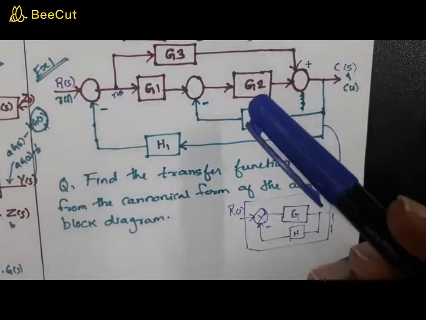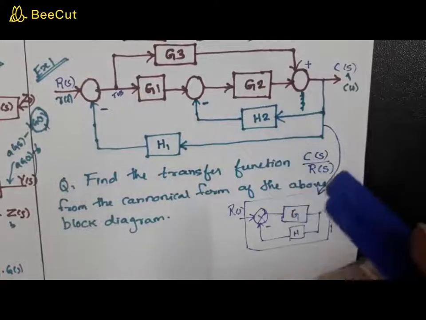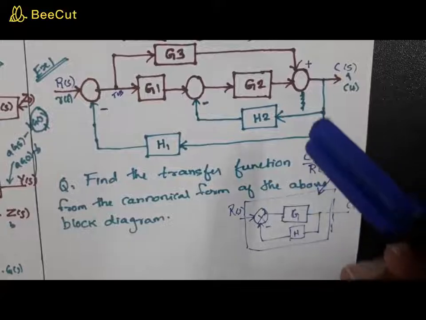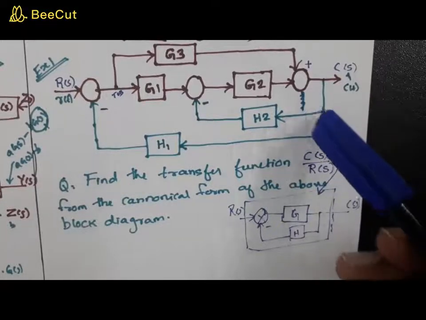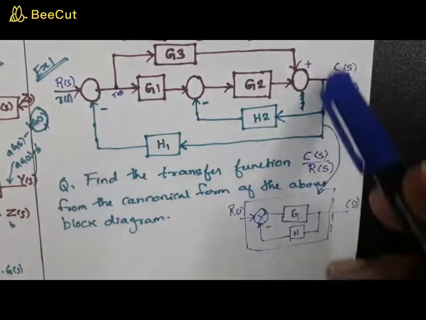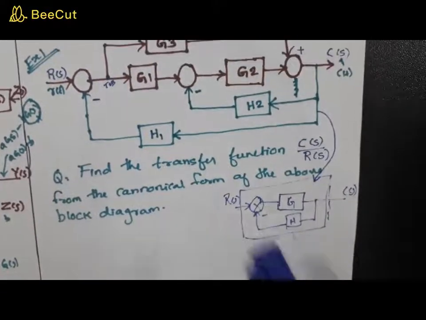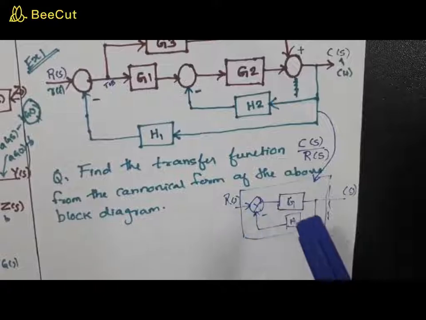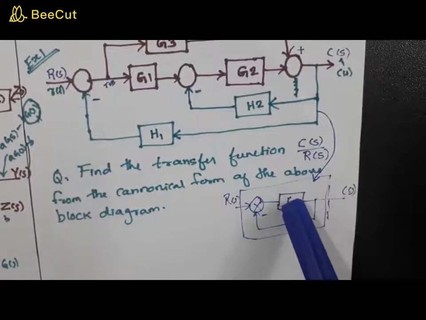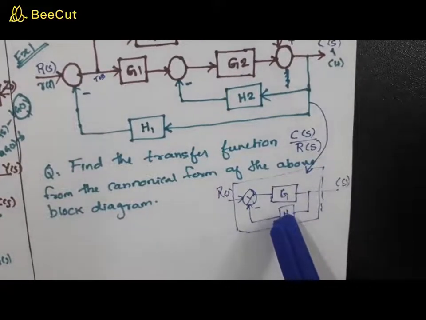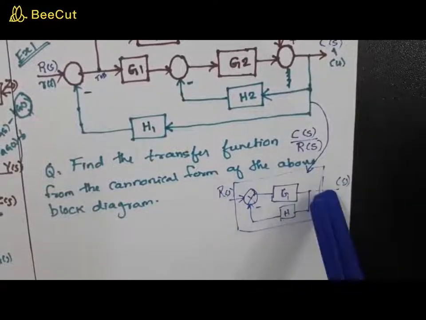Now, before going into that, let me tell you something again about the reduction of a block diagram. Reduction of a block diagram refers to transforming a complex block diagram like this into a block diagram consisting of a single summing point, a single forward path gain G, and a single feedback path gain H. Okay, so this is your canonical form.